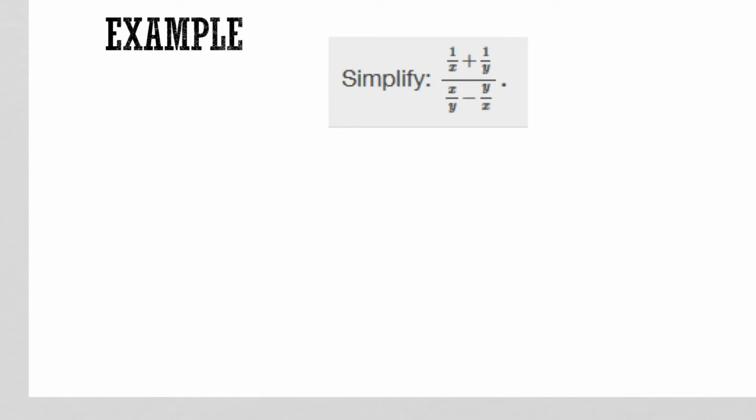All right, it's no longer just numbers in there. We've got 1/x plus 1/y divided by x/y minus y/x. Okay, so the first thing we need to do is we need to simplify our numerator. All right, so our numerator is 1/x plus 1/y. So what is our common denominator between x and y? Well, it's xy.